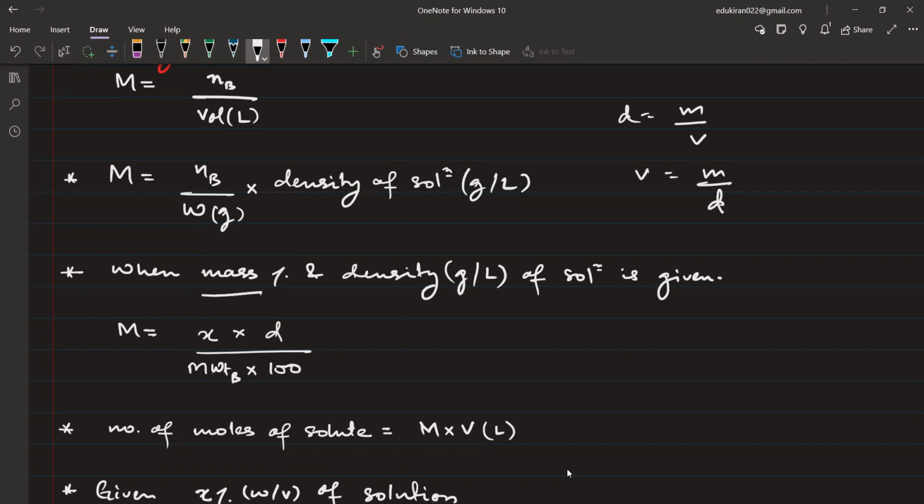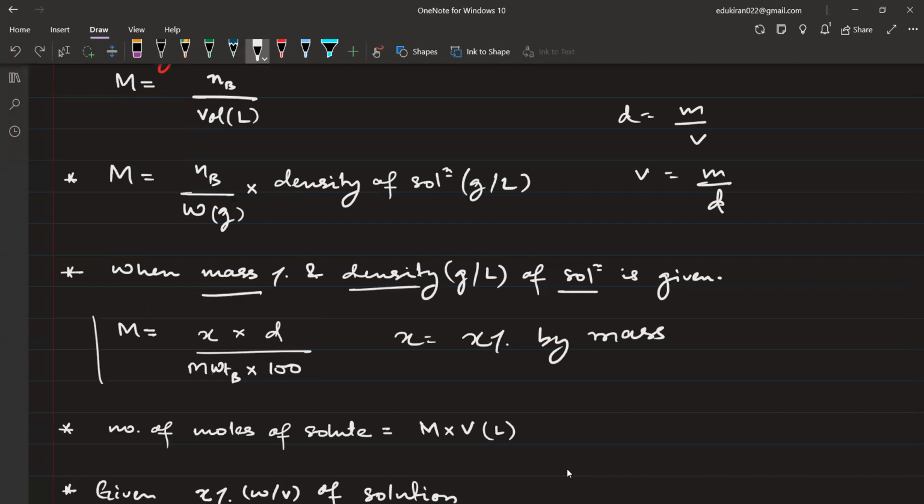When mass percentage and density in grams per liter of solution is given, then you will use the formula x. X is x percentage by mass. ठीक है, अगर आपको दिया हुआ है 10% W by W, then you will put 10 here. 10 into density divided by the molar weight of the solute into 100. You will get the molarity.